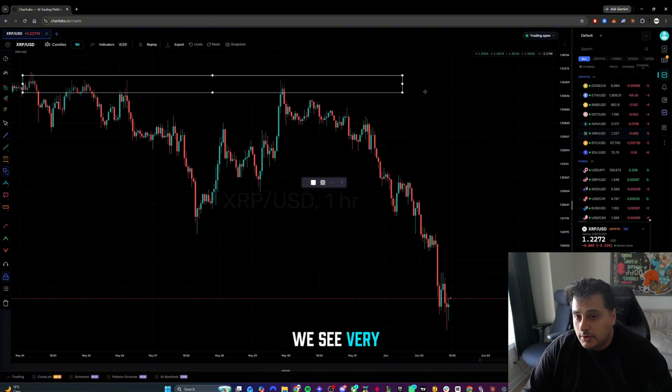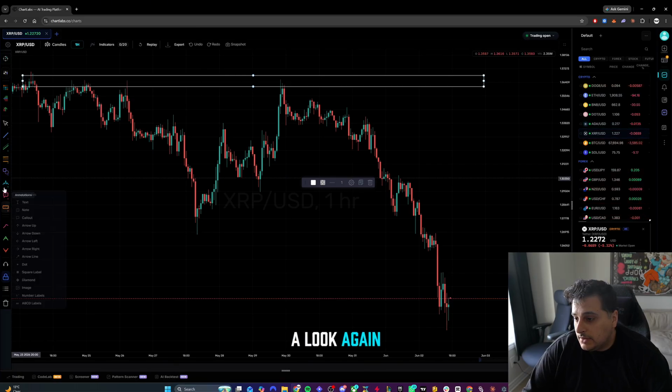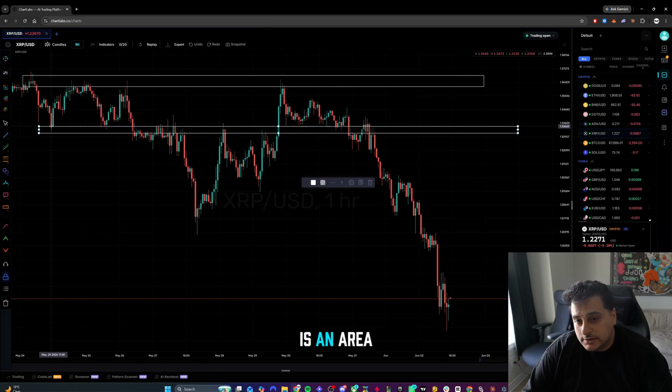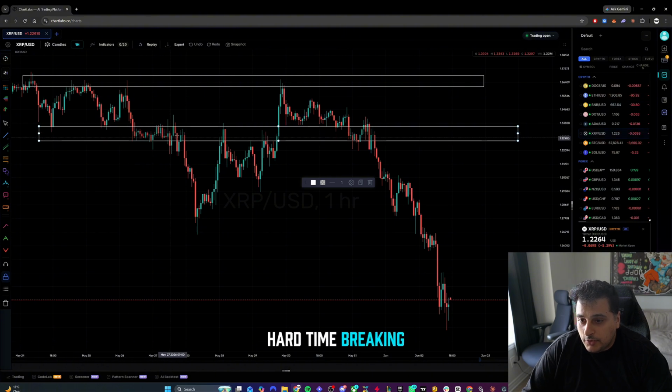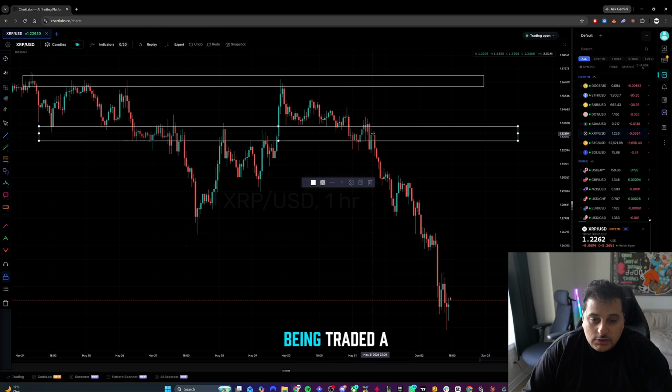We see very clearly this is an area of resistance. If we take a look again, I'm going to look at this area right here. Why do I think this area is an area of resistance? Very simple. Price came down, went back up. Price came down, went back up. Price came down over here and had a hard time breaking this level a couple times before it eventually broke, right? But you can clearly tell that something is holding price at this level. Then price went back up, retested, went back down, retested, went back down, eventually broke it, and then again, this level is being traded a lot, right?